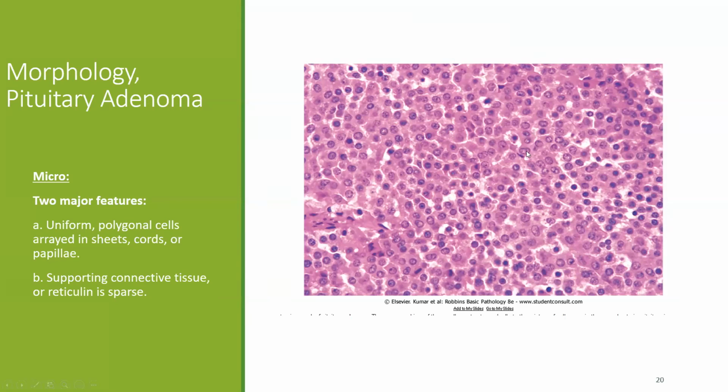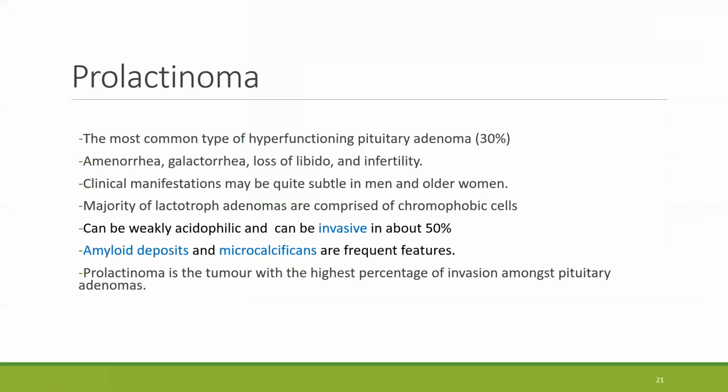Normally we have a rich connective tissue in the normal pituitary gland, very rich supporting connective tissue. If we do the reticulin stain, we see a rich tissue in the normal pituitary gland. However, in the pituitary adenoma, there is an absence of the supporting connective tissue.